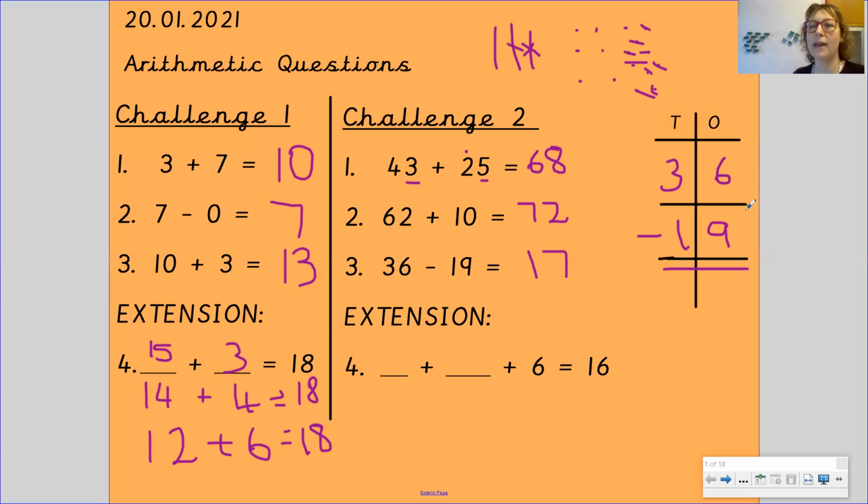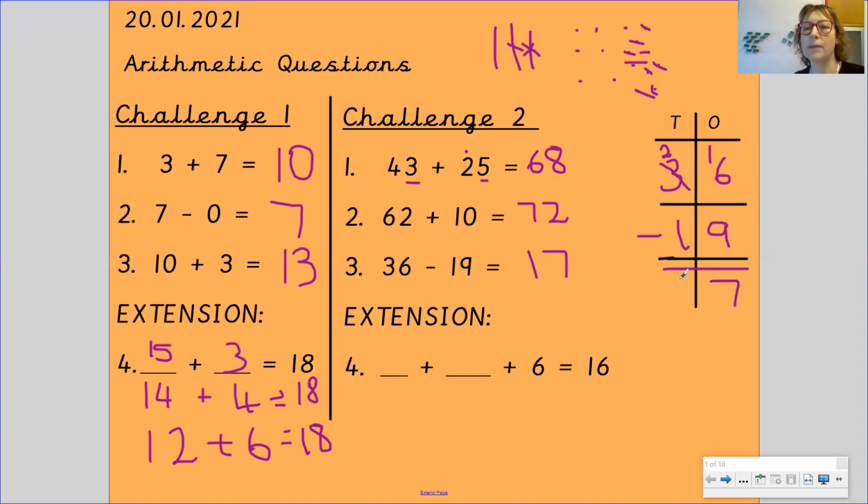So if I was going to do that on my tens and ones chart, I can't do 6 take away 9. So what I'm going to say is, Mr. 30, please can I split you into a 20 and a 10? I'm going to take the 10 and add it to my 6. So 6 add 10 is 16. So I've now got 16 on this side. 16 take away 9. 15, 14, 13, 12, 11, 10, 9, 8, 7.